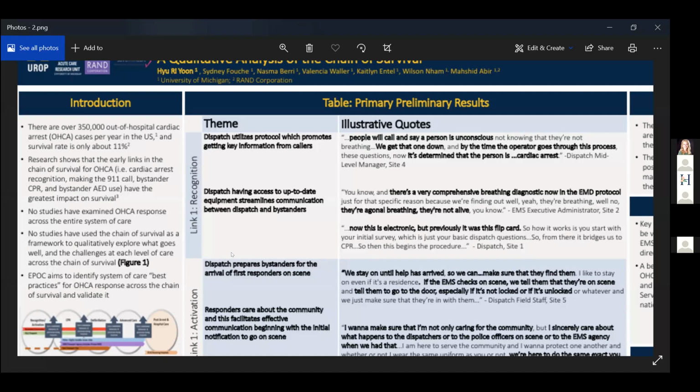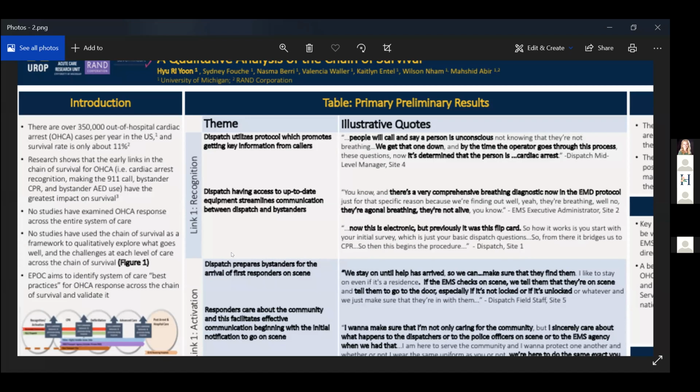Previous studies haven't really examined OHCA response across the entire system of care, and they really didn't use the chain of survival as a framework to qualitatively analyze what goes well and what doesn't go well, the challenges at each level across the chain of survival. So through this project we were trying to find the best practices for OHCA response across the chain of survival and then validate them.